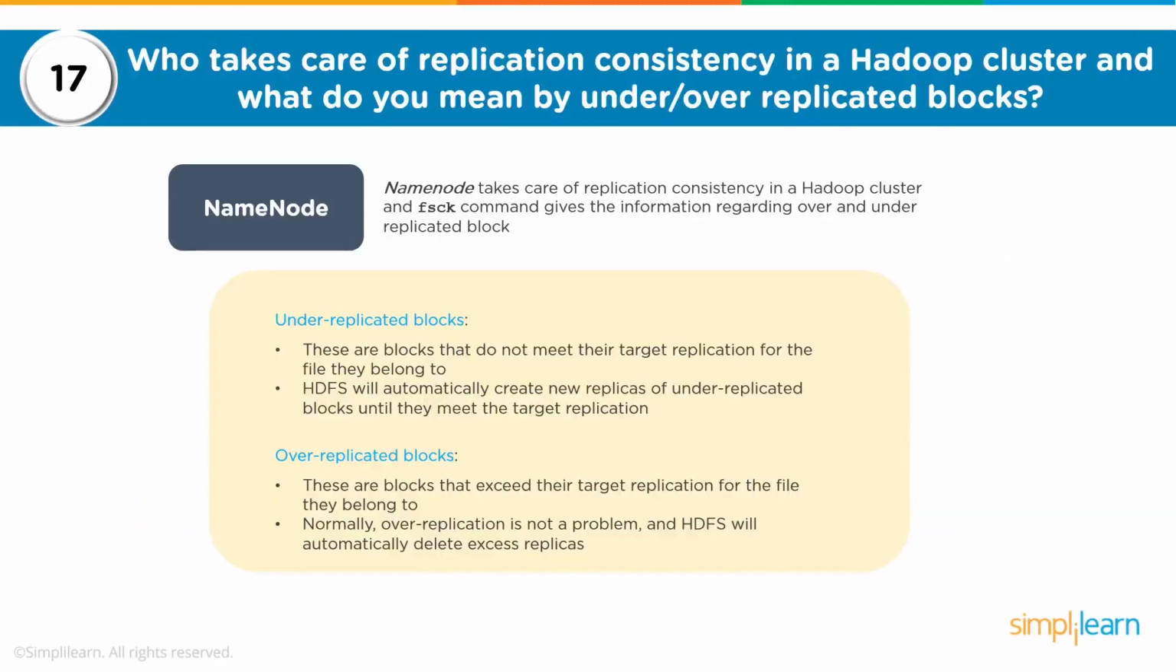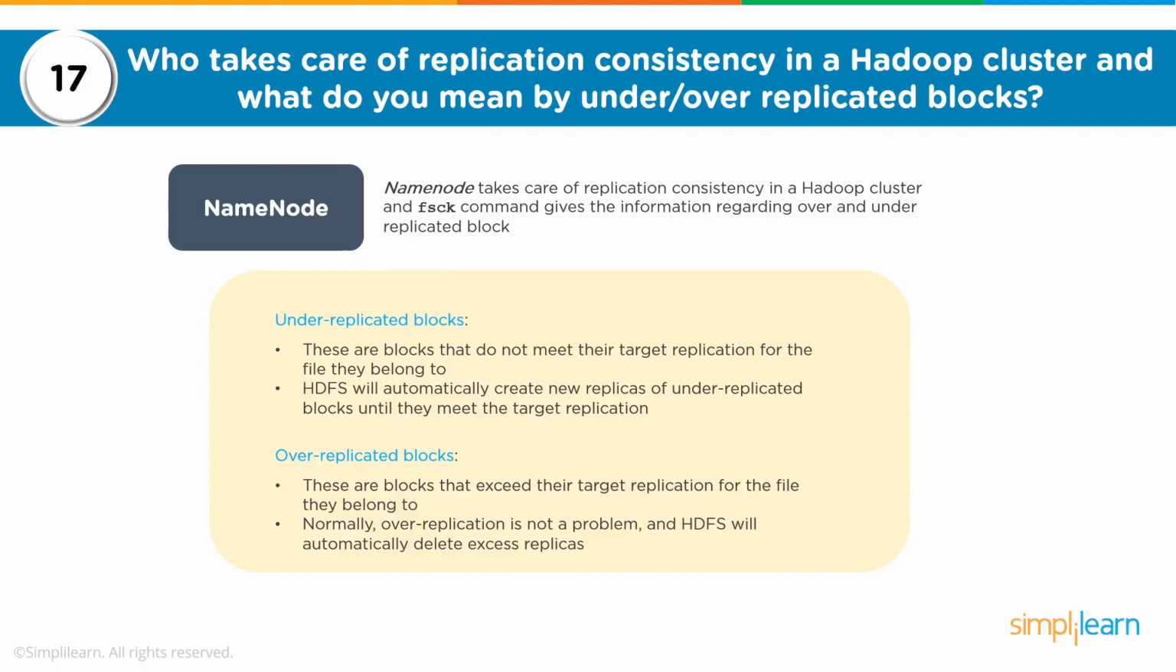Now, who takes care of replication consistency in a Hadoop cluster? And what do you mean by under, over replicated blocks? As I mentioned, your fsck command can give you information of over or under replicated blocks. Now, in a cluster, it is always and always NameNode which takes care of replication consistency. So for example, if you have set up a replication of 3, and since we know the first rule of replication, which basically means that you cannot have 2 replicas residing on the same node, it would mean that if your replication is 3, we would need at least 3 data nodes available.